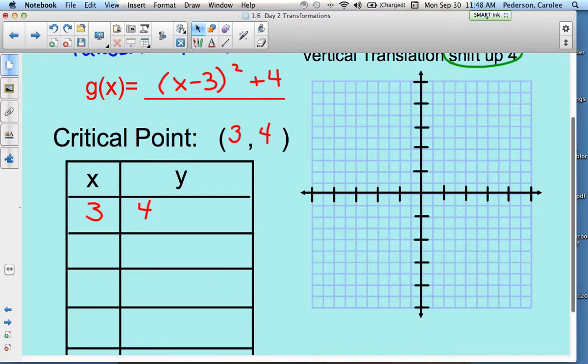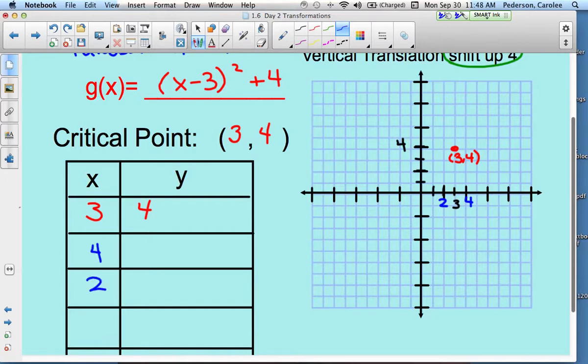So let's graph this first point. It's critical point 3, 4. And now let's pick a value to the right and a value to the left of that x value being 3. So we're going to pick 4 and 2.